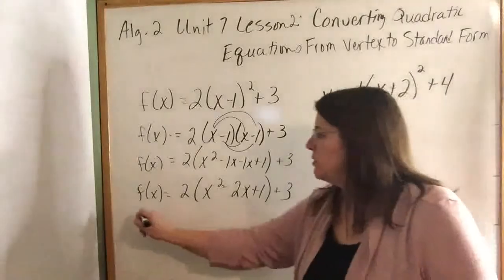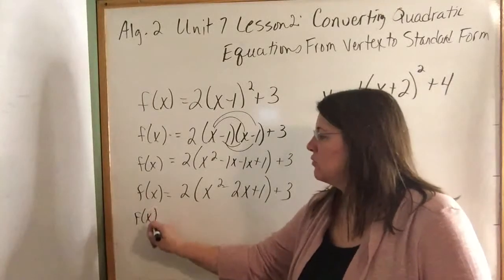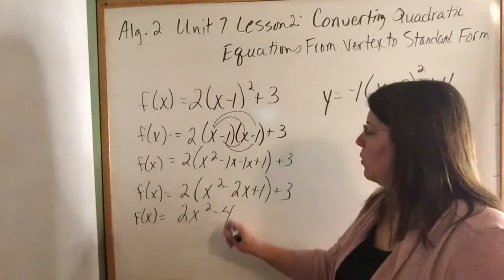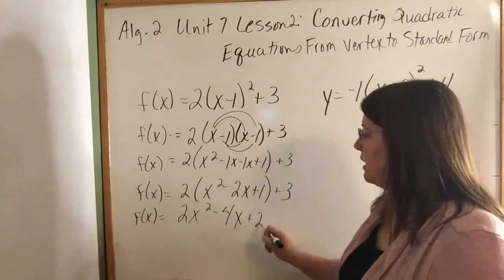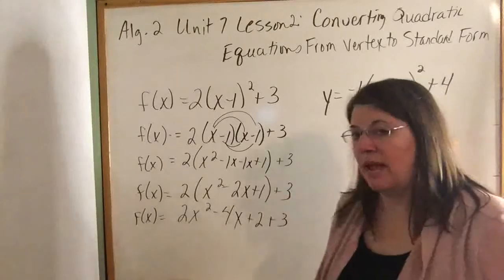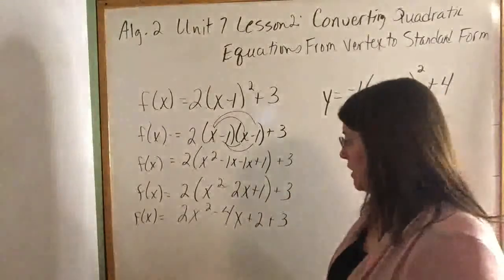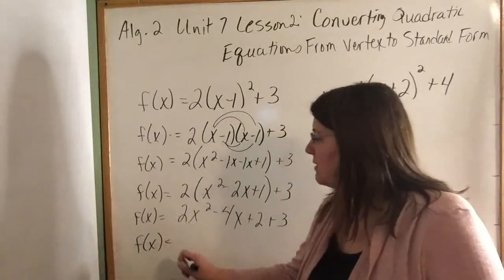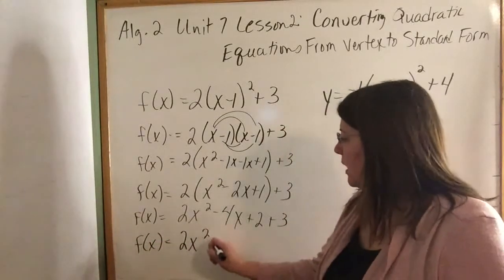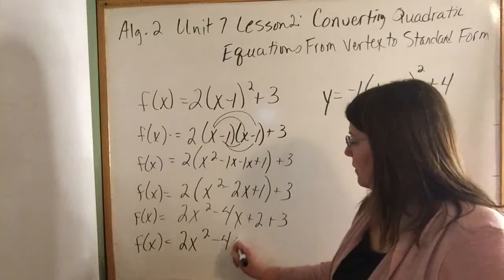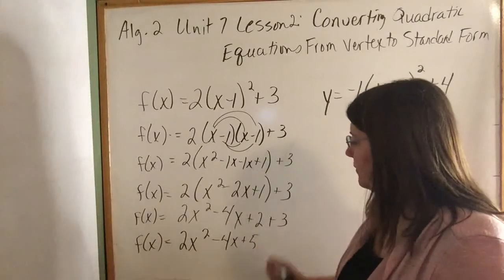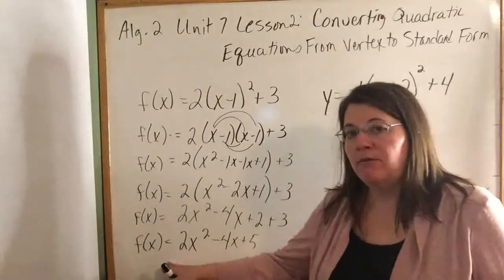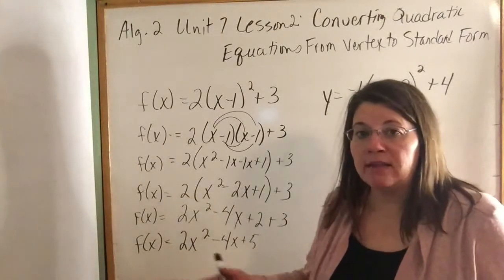And then I distribute. It's very important as you're doing this to make sure you don't do the steps in the wrong order. If you do, you will get some things wrong. We have to pay attention to the order that we do things. And so my final answer, my standard form of this equation, is f of x equals 2x squared minus 4x plus 5.